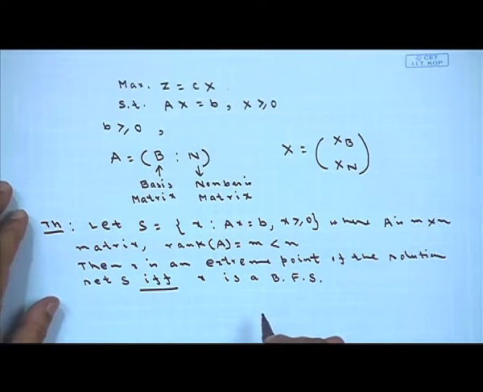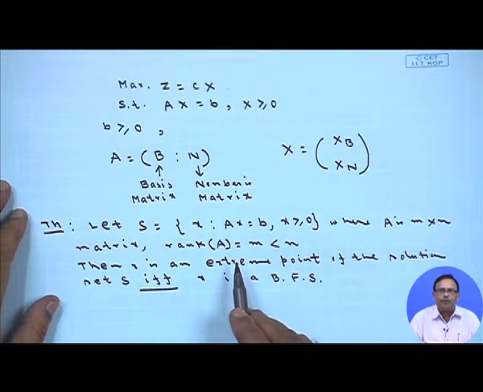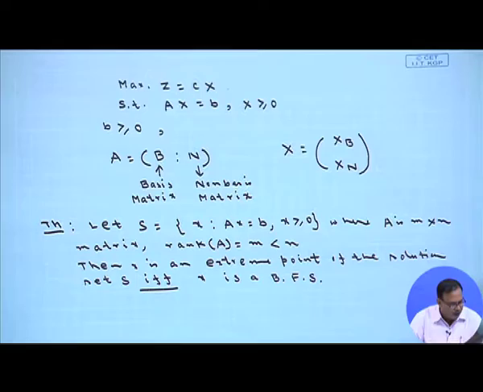So, effectively, this theorem says that if S is the set such that Ax equals B, x greater than or equal to 0, where A is an m cross n matrix and rank of A equals m, which is less than n, then x is an extreme point of the solution set S if and only if x is a basic feasible solution. That is, if x is an extreme point, then it will be a basic feasible solution. On the other hand, if x is a basic feasible solution, then x is an extreme point. Let us see this now.